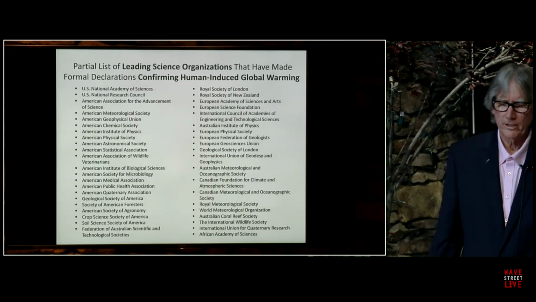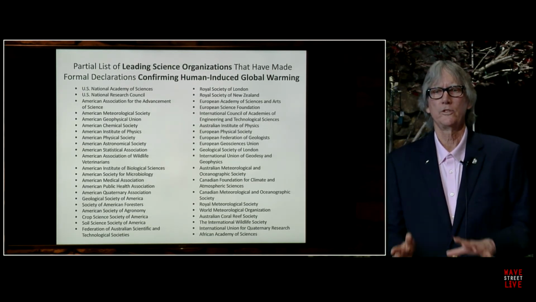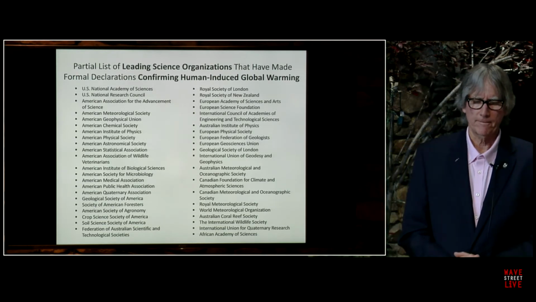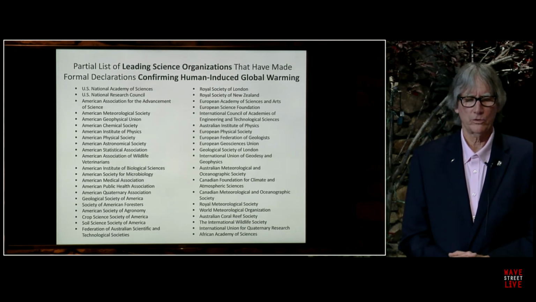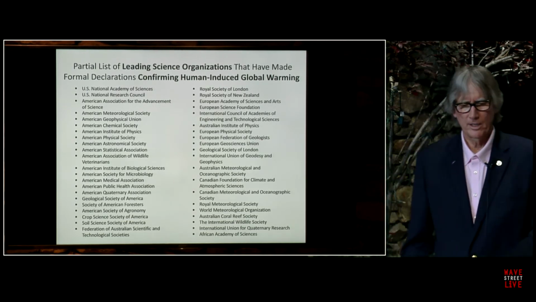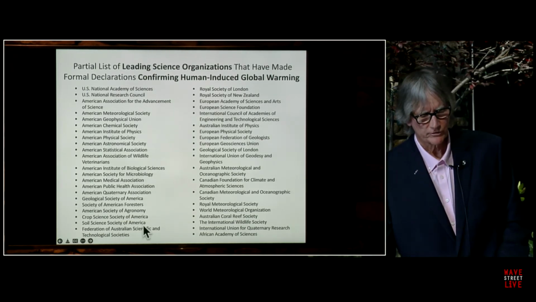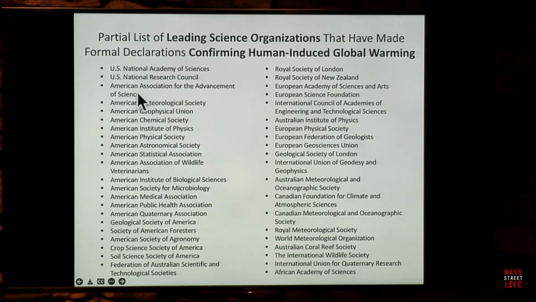Now, overwhelming international scientific consensus. There isn't a legitimate science organization in the world that would disagree with those 3 points I just read out. In fact, this is a partial list of leading science organizations all around the world that have made formal declarations confirming human-induced global warming, including the most prestigious science organizations in the US: the US National Academy of Sciences, the US National Research Council, the American Association for the Advancement of Science. All of the societies that are involved with the atmosphere and the ocean, such as the American Meteorological Society and the American Geophysical Union, all confirming human-induced global warming.